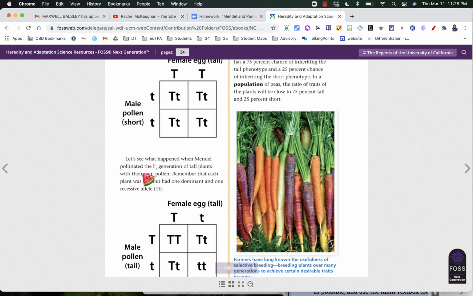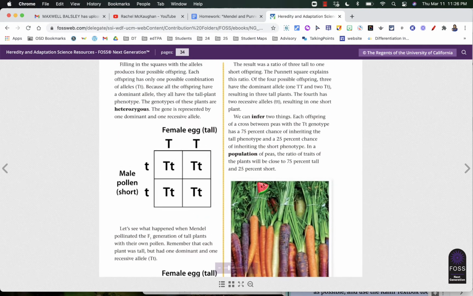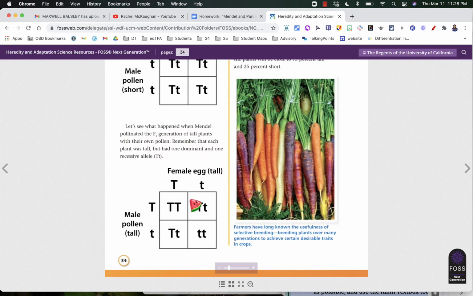Let's see what happened when Mendel pollinated the F1 generation of tall plants with their own pollen. Remember that each plant was tall, but had 1 dominant and 1 recessive allele. Heterozygous. These guys grow up to make their own plants. Big T, little t, big T, little t. And what do we end up with? Big T coming over here. Big T down here, little t over here. Big T over here, little t here. Little t. The result was a ratio of 3 tall to 1 short. Tall, short.